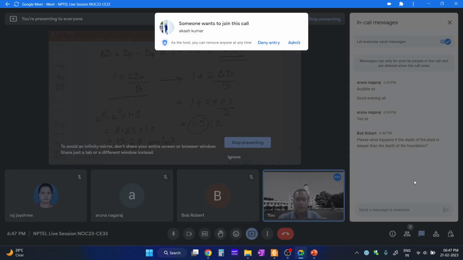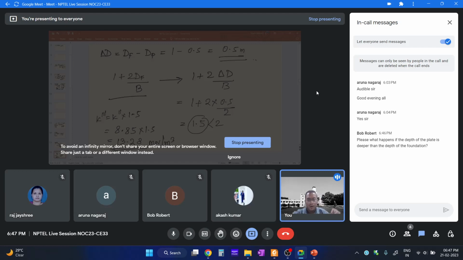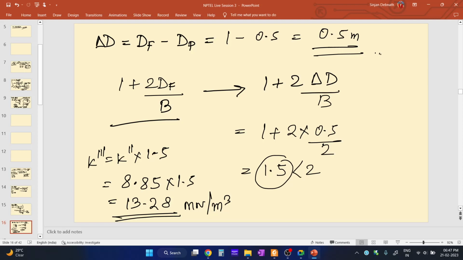So in the chat box, please: what happens if the depth of the plate is deeper than the depth of the foundation? Okay, this one is a very good question. In that case, you must take the mod of the difference. You will just take the mod. So if the plate is at a greater depth than the footing, you must take the mod value, only the positive side.